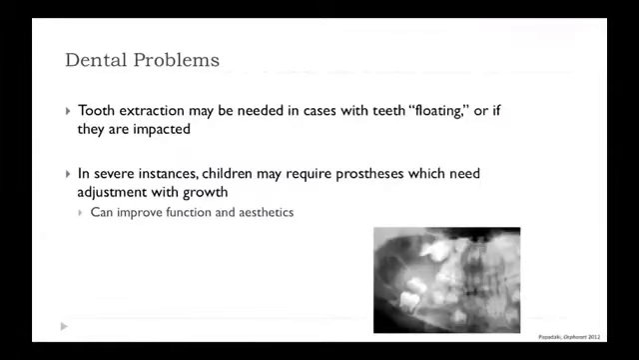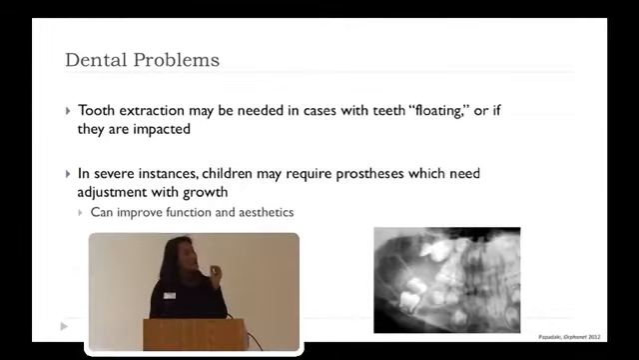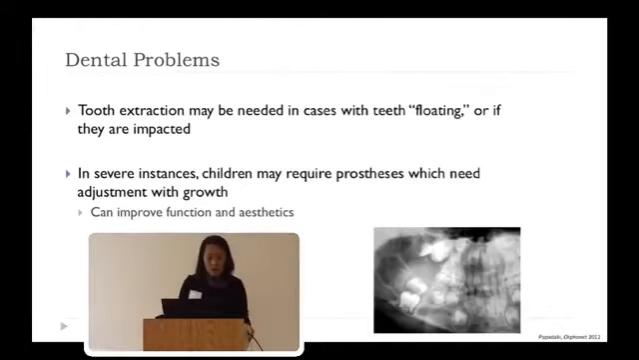What we also find is that if a tooth is found to be in an unusual place, especially when the fibrous dysplasia is in the maxilla and you've got a tooth bud that's in the area, you may see what looks like a floating tooth. And these teeth may have to be removed if they don't provide a function.